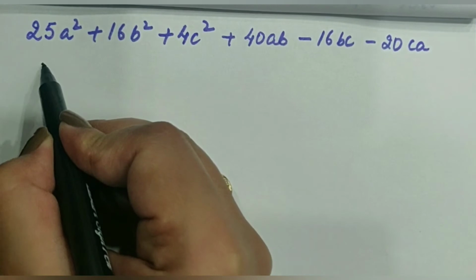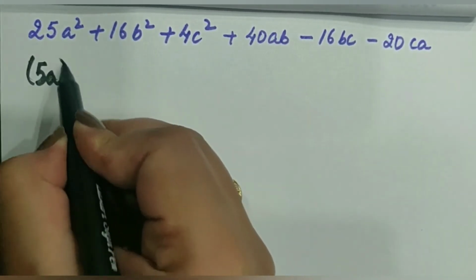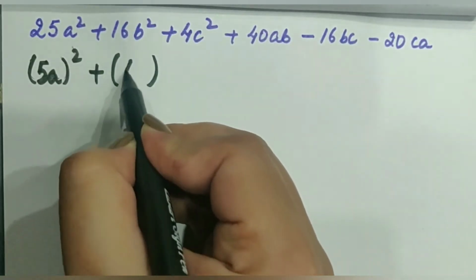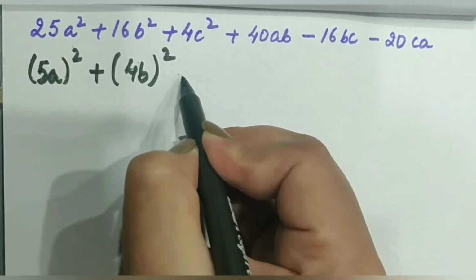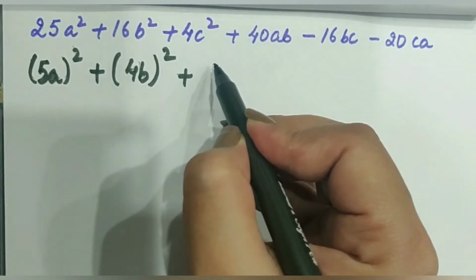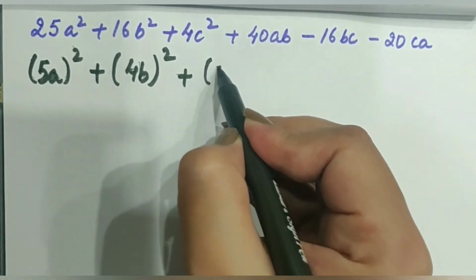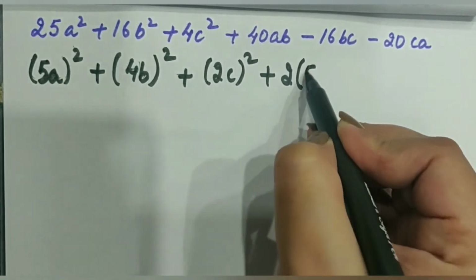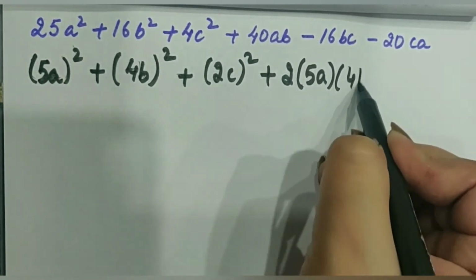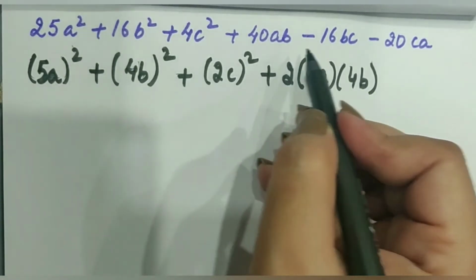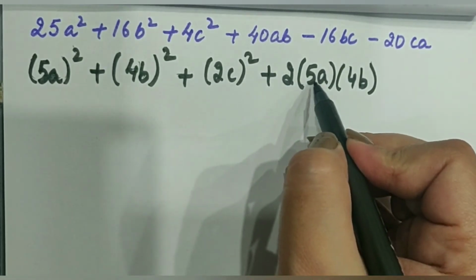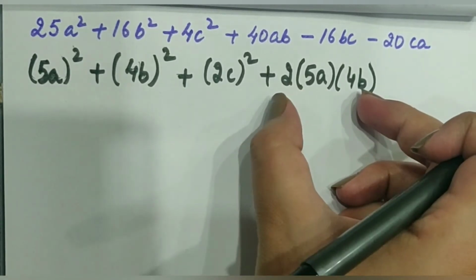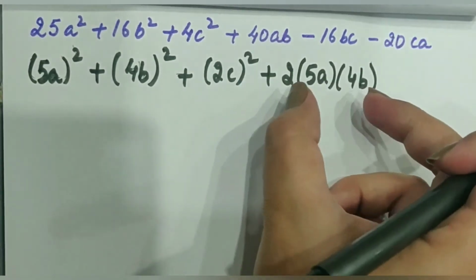Now this 25a square can be written as (5a) whole square, plus, as it is, 16b square can be written as (4b) whole square, plus 4c square can be written as (2c) whole square, plus 2 into first into second. Let's recheck if we are going right or wrong. 2 into 5, 10. 10 fours are 40. A into B, AB. This becomes plus 40AB, which was originally in the question.